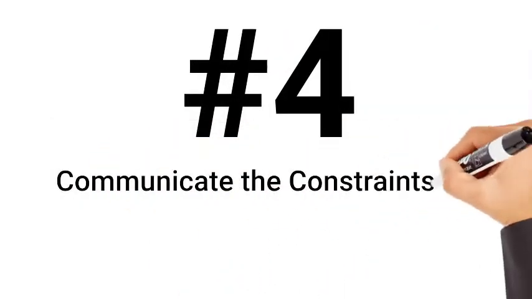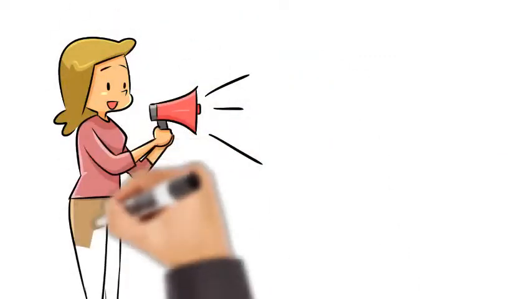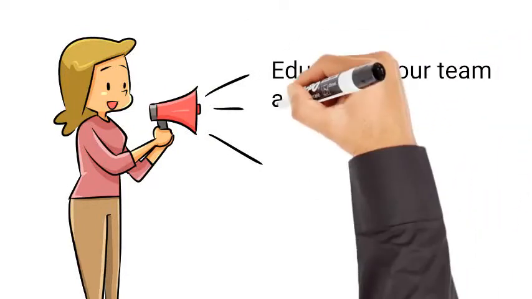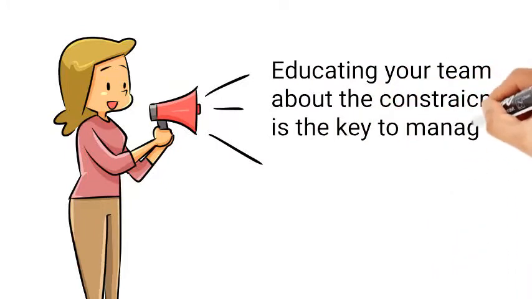The fourth one is to communicate the constraint and mitigation plan to all relevant stakeholders like your sponsors, customers, and key stakeholders. Educating your team about the limitations of projects is the key to managing the impacts and risks.